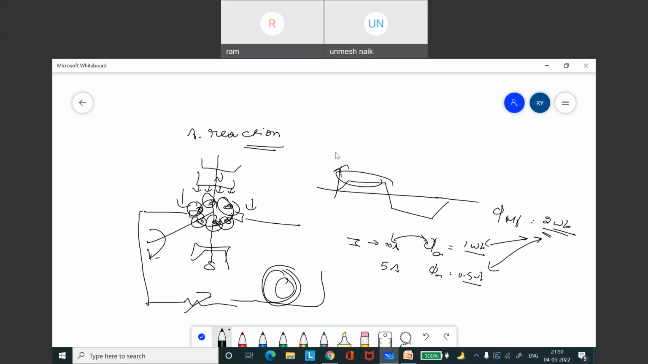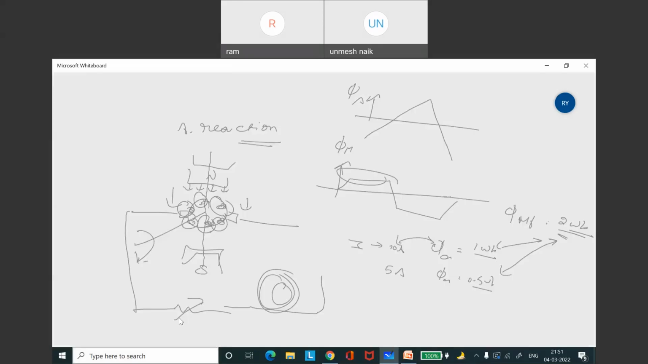Now, this is the main field flux distribution, right? Similarly, if you draw the armature flux distribution, phi A, generally it looks triangular. Actually, we can see why it is triangular, but I think it's not needed; it will take time. So for the armature, it is triangular, and the main flux is trapezoidal. Now we have to see, when these two interact, how the resultant flux will look.